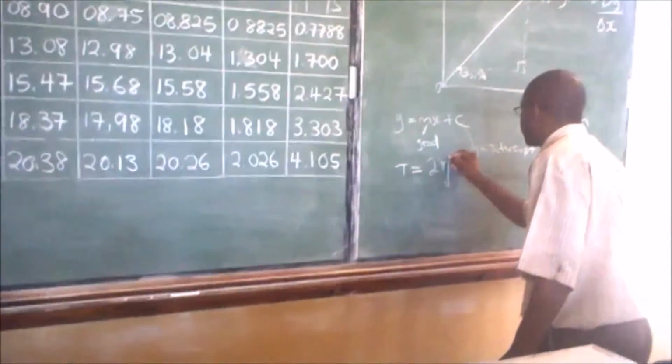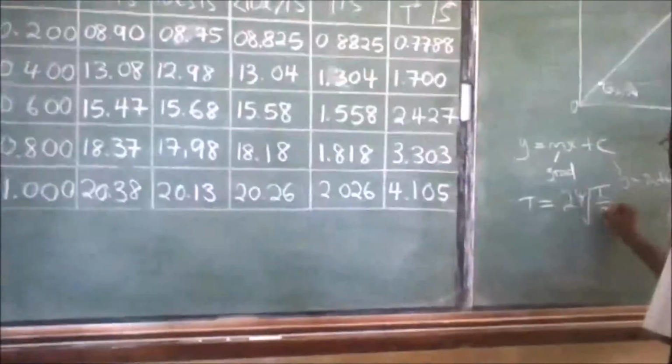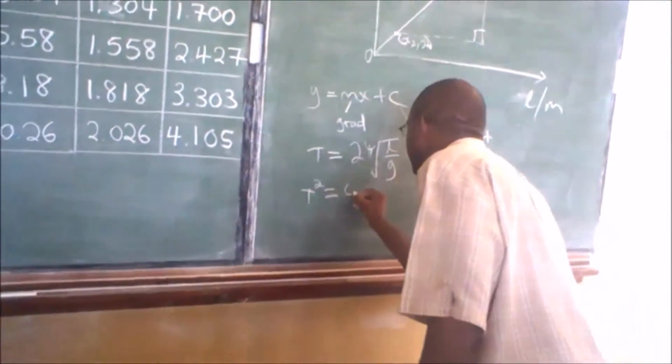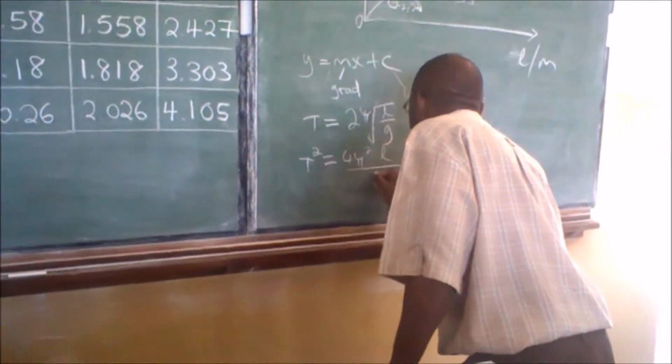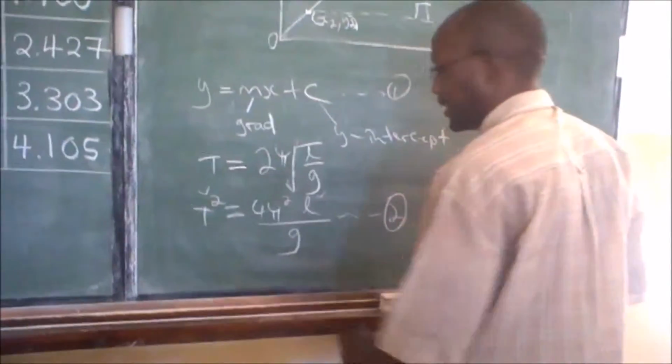Right, T equals 2 pi root L over G, so T squared equals 4 pi squared over G times L. Comparing with y equals mx, T squared becomes our Y value, and L becomes our X value.